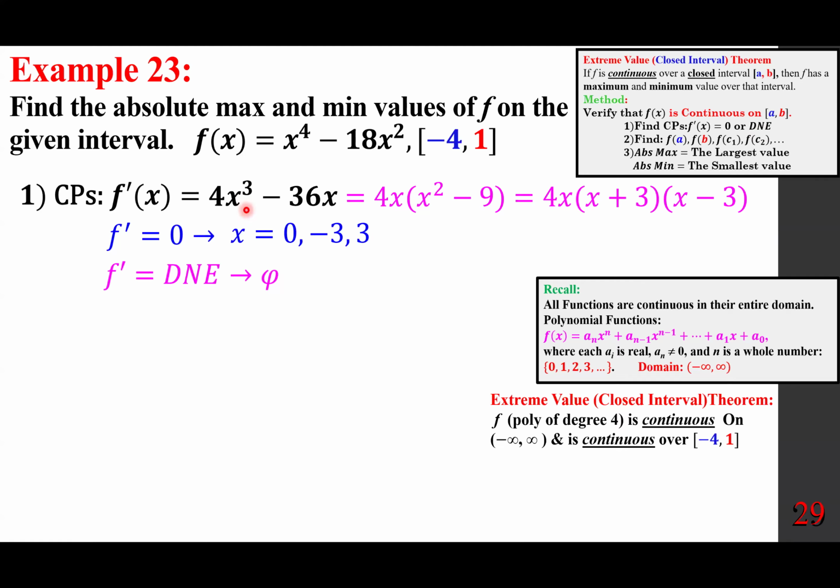So let's check. Is 0 in between? Yes. -3? Yes. +3? No. So we can use only the ones that are in between.